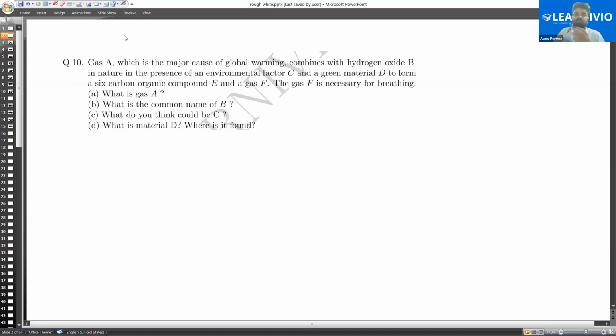So what is it saying in the question? A gas A, which is the major cause of global warming. Can anybody in the class tell me which gas is the major cause of global warming? Carbon dioxide.